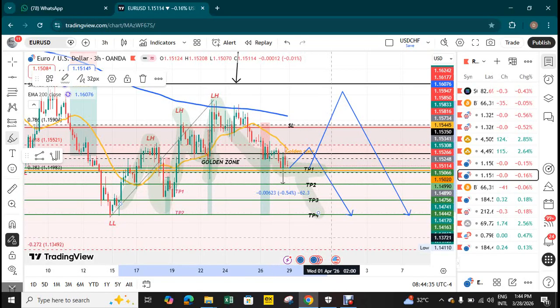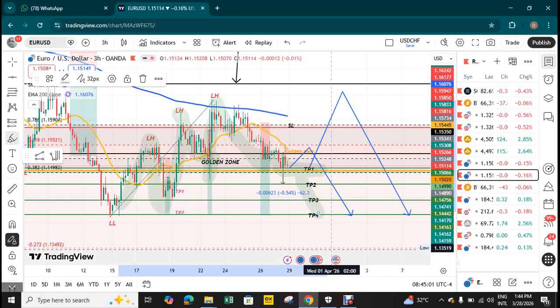Just the same scenario as Euro USD, as GBP USD. We saw GBP USD give us something just like this one. So remember, if Euro USD is going down, GBP USD is going down. If Euro USD is going up, GBP USD is going up. Both of them are working hand in hand. Euro USD up, GBP USD up, Euro USD down, GBP USD down, and they have the same pattern. That's what they are doing.